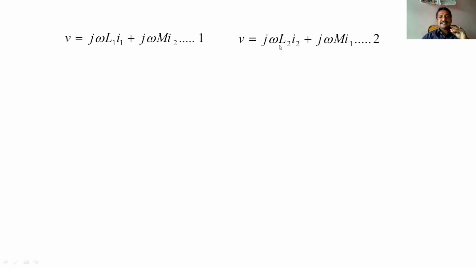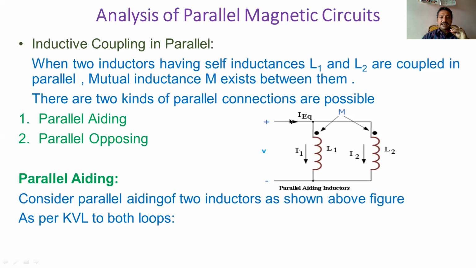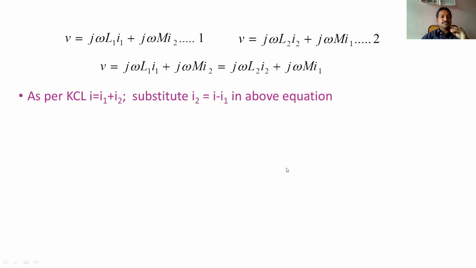Similarly, on the secondary side, V is equal to j omega L2 I2 plus j omega M into I1. In case of this parallel connection, voltage should be the same. Therefore, V is equal to j omega L1 I1 plus j omega M into I2, which is equal to j omega L2 I2 plus j omega M into I1. But as per KCL, I is equal to I1 plus I2. Here, the entering current is I, and the two leaving currents are I1 and I2. Therefore, I is equal to I1 plus I2.